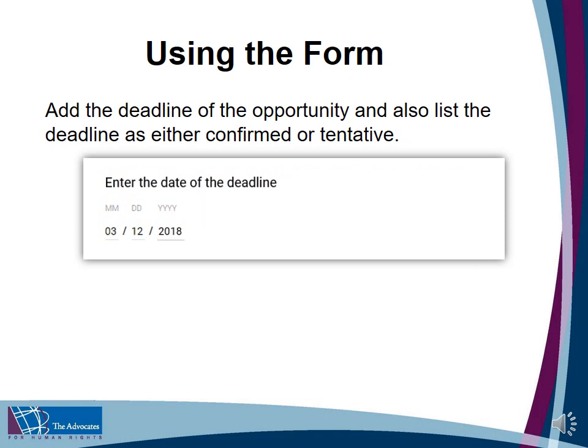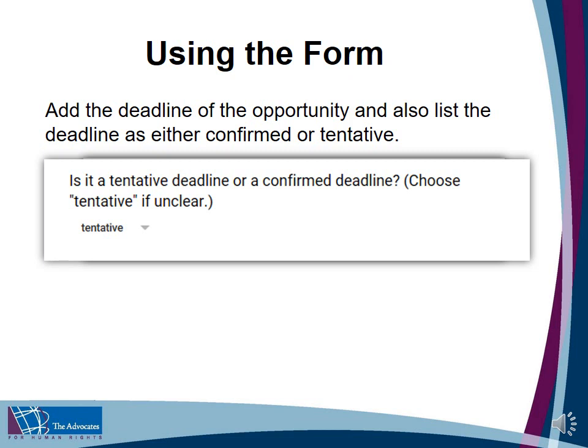So then you add the deadline. So you need to type it in as month, day, year. If the mechanism only provides a month for the deadline, use the first of the month as a deadline. So April 2018 should be entered in as 04/01/2018. Second, look at the announcement to see if the website lists the deadline as confirmed. If you don't know, select tentative and make sure to check back in 2 weeks to see if the deadline has been confirmed.